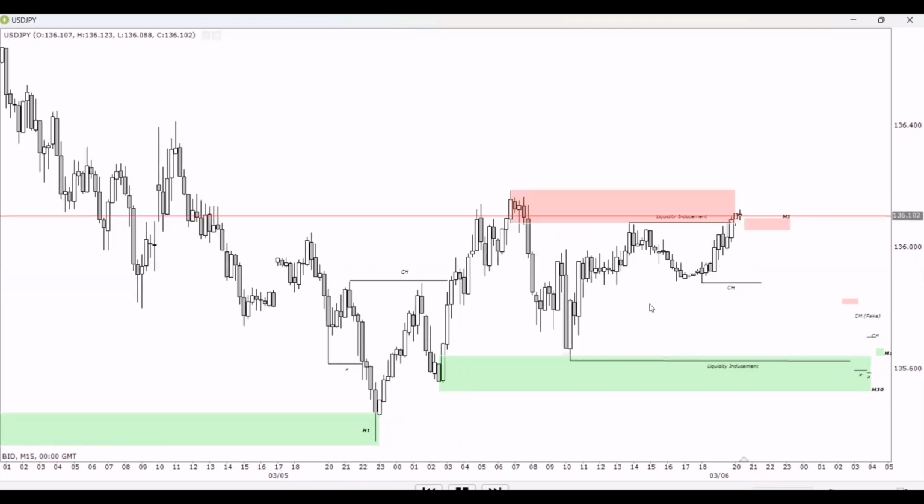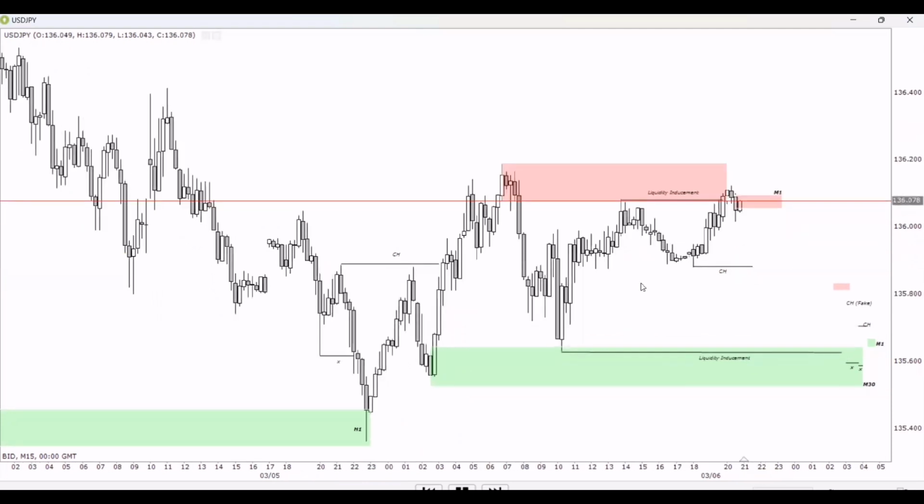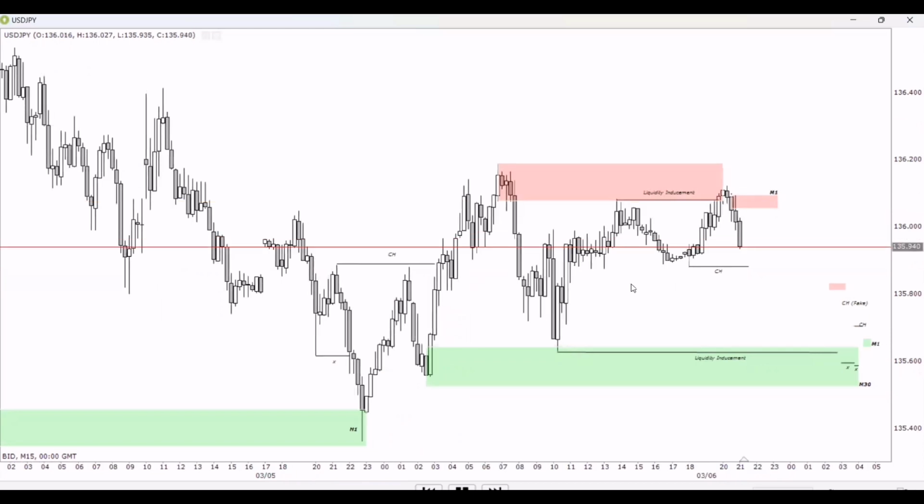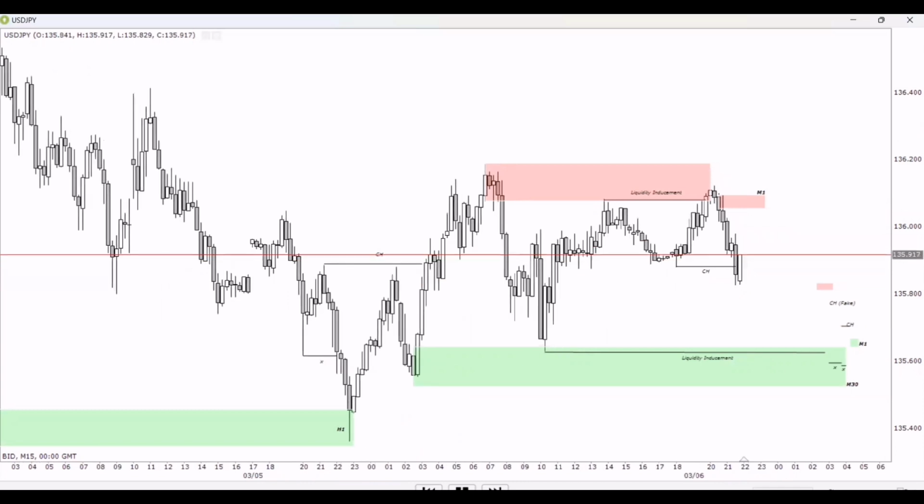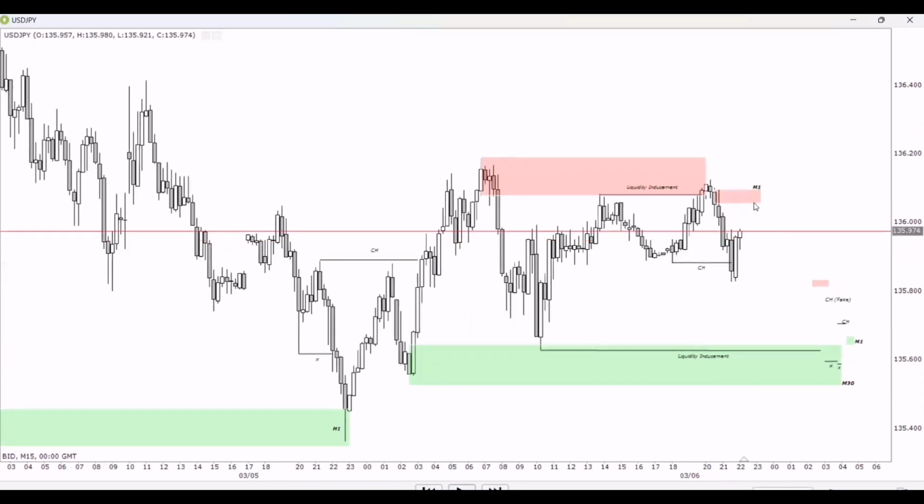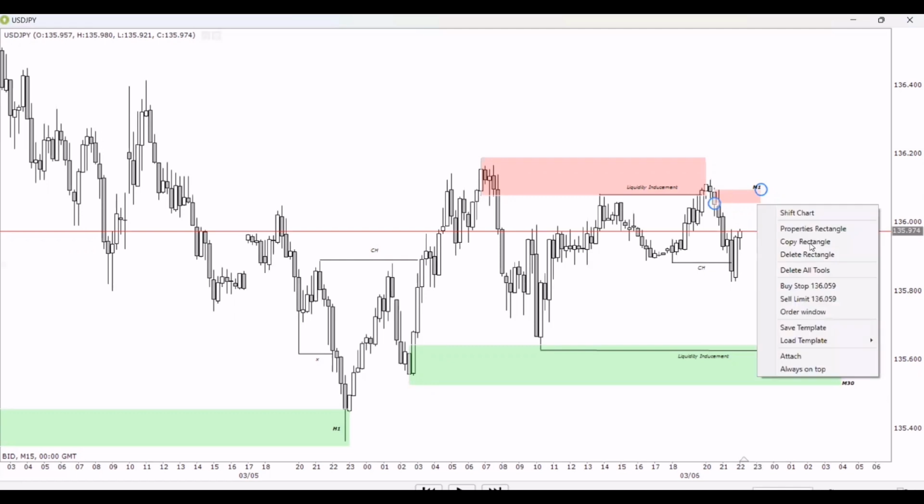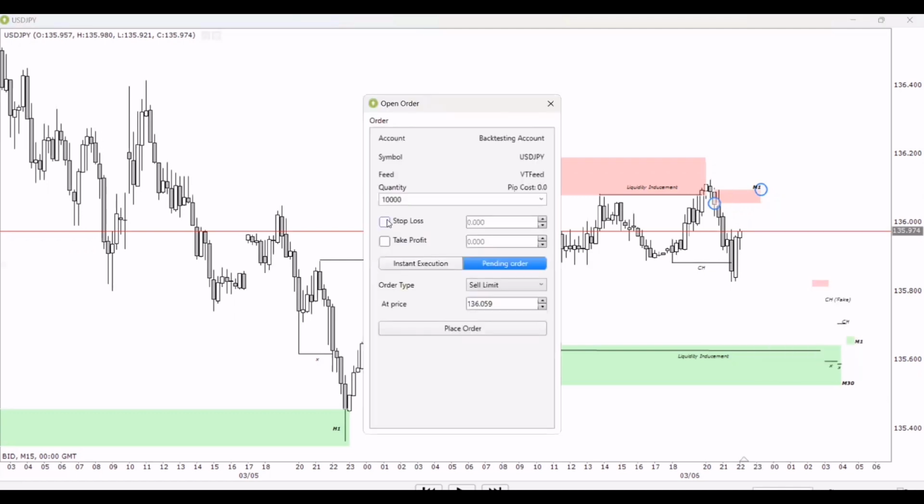Right now, you are going to come in right about now. So that's the first rule of liquidity inducement: you wait for other traders to do whatever they're doing. Now you're going to pull out your supply zone, and you're going to enter your trades from there. Let's set a sell limit from here.